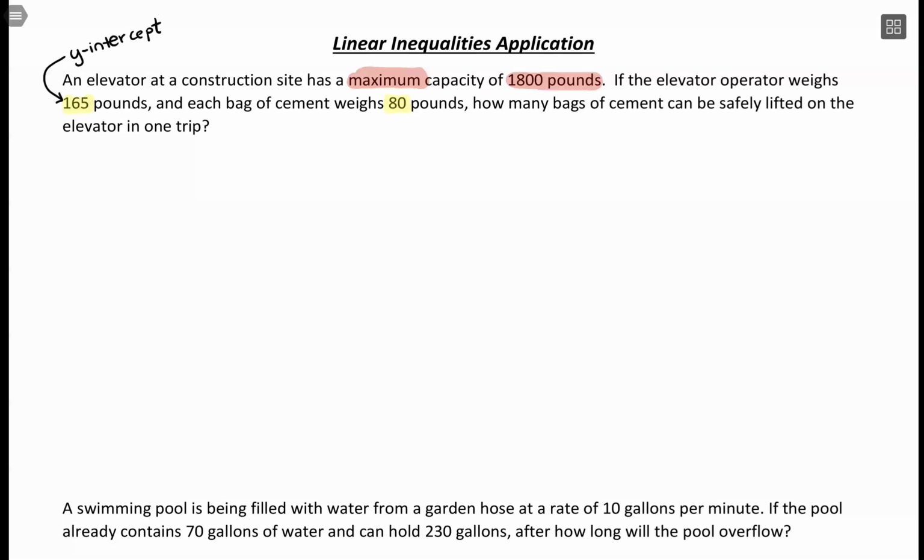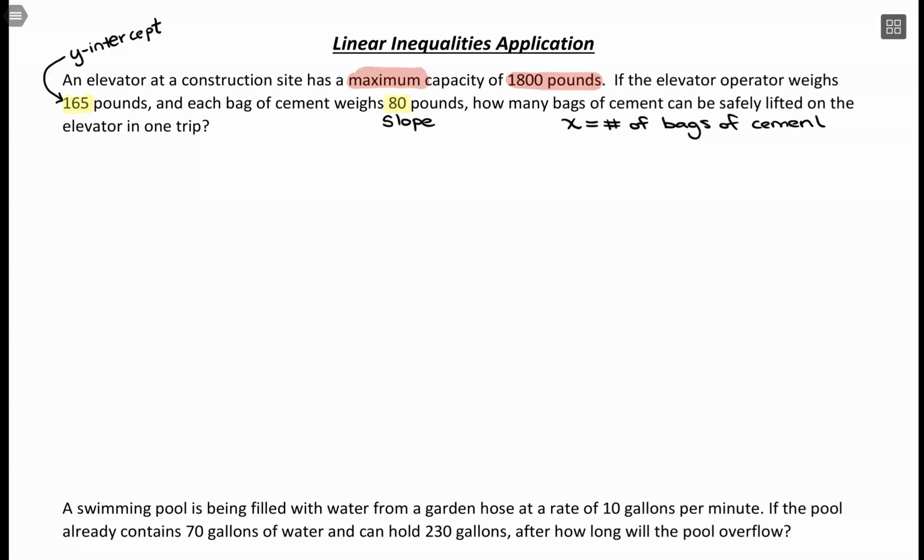And then what's going to happen is the weight of that elevator is going to increase by 80 for each additional bag that we add on. So that's going to end up being our rate of change. For each bag, it increases by 80. So with that, that's describing our slope. So what we're going to do is have a variable x, which is going to represent the number of bags of cement. So that'll be our variable.